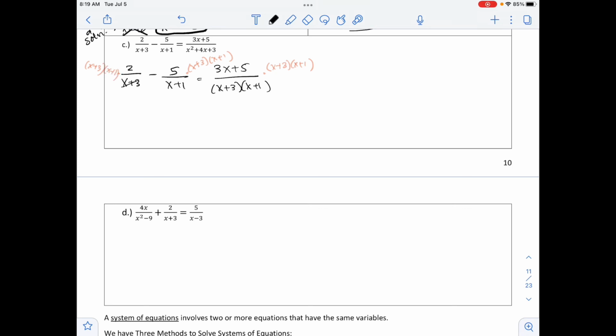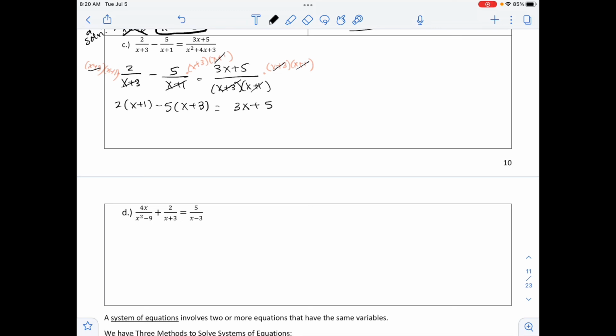From here, your x plus 3's are going to reduce in the first term, and we get 2 times x plus 1. Then our x plus 1's are going to reduce. We have minus 5 times x plus 3. Your x plus 3's and your x plus 1's will reduce on the last term, and we just get 3x plus 5.